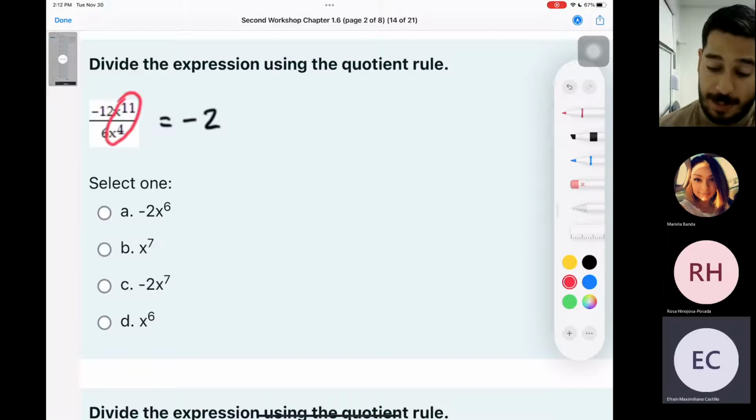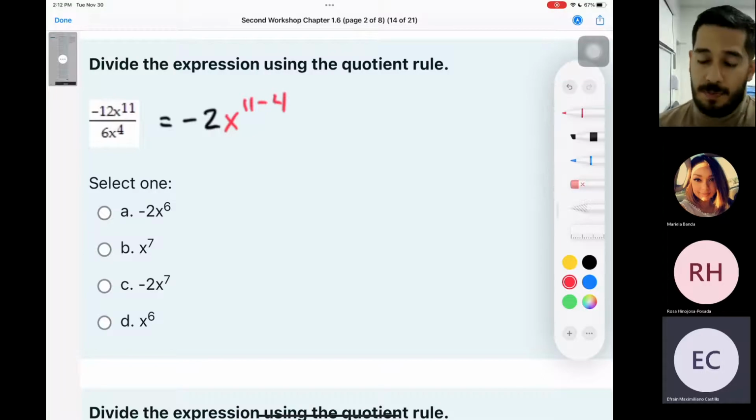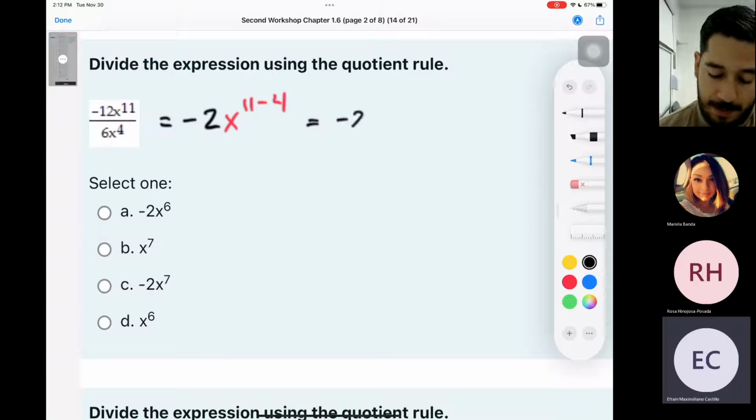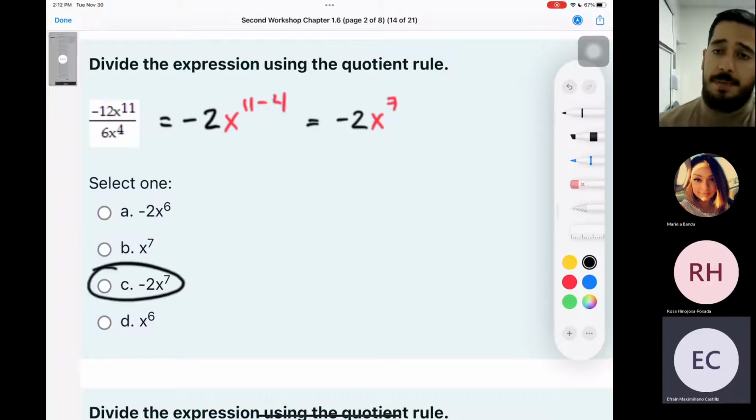It's x divided by x. That means it's also going to be x, and the exponent in the top, 11, minus the exponent in the bottom, which is 4. So this result should be, I'm going to leave the negative 2 there, then x to the power of 11 minus 4. Okay, 11 minus 4 should be 7. That's the answer that I'm looking for. Over here looks like C is the answer.